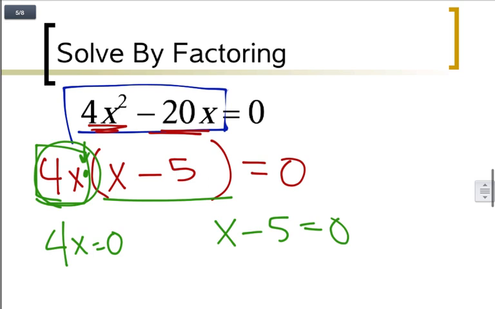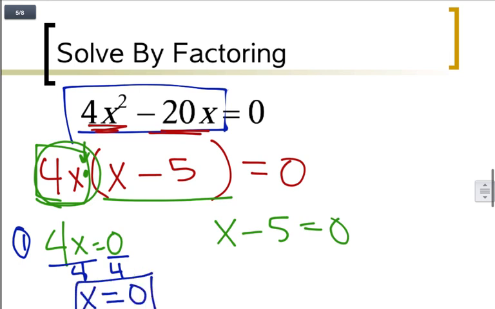Now that you've separated them, you solve for each x. So the first one, the left side, I divide by 4 on both sides, and 0 divided by 4 is 0, so x equals 0 is one solution. That will make that first equation true.